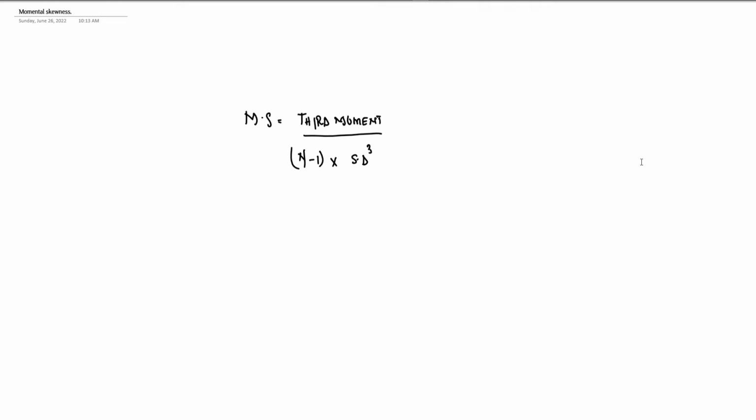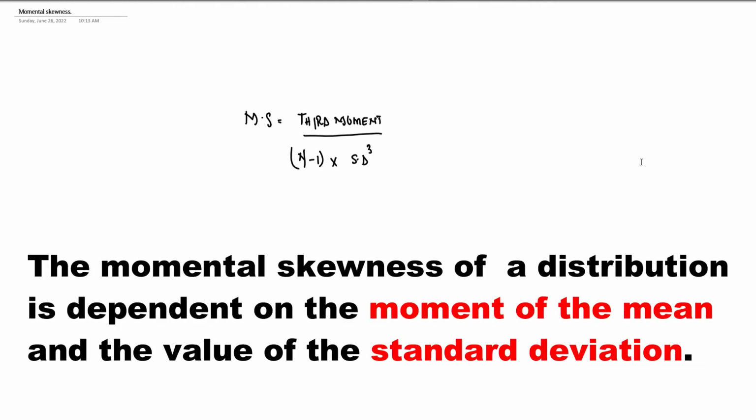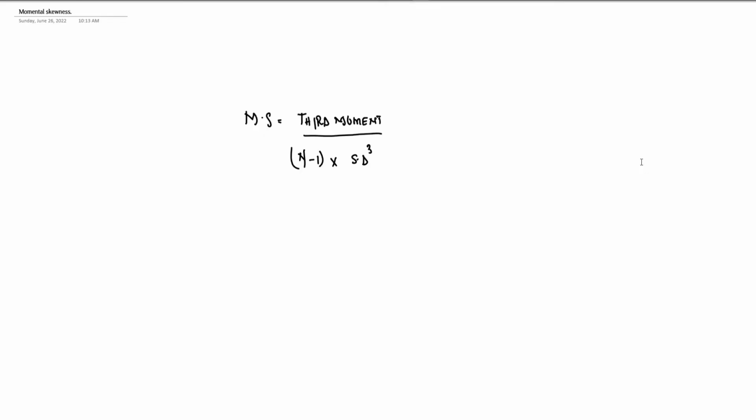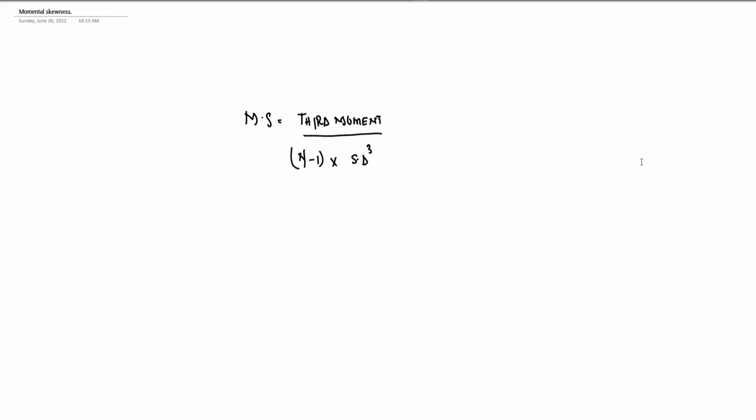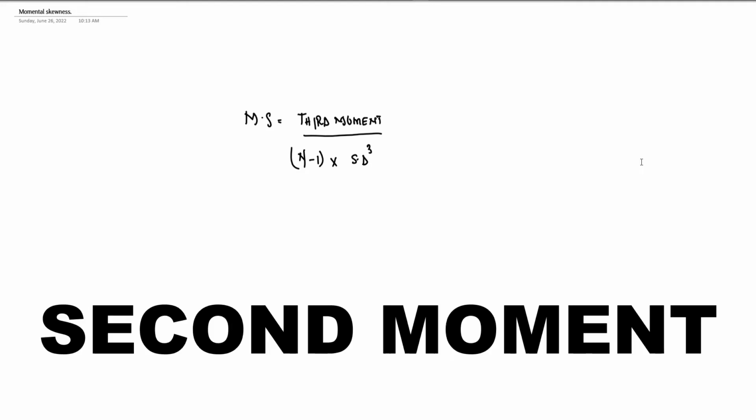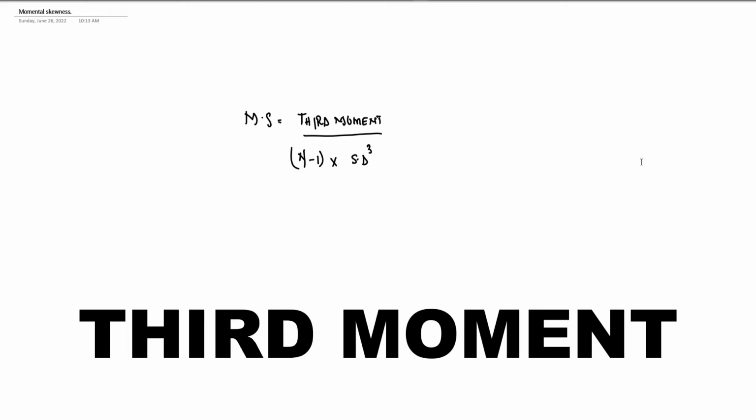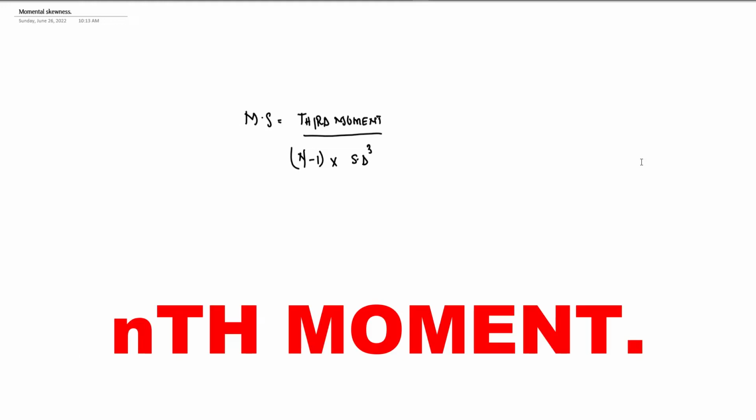This is the formula we use to define the momental skewness. Like I said earlier, the momental skewness depends on the standard deviation and the moment about the mean. So I'm going to briefly explain the concept of the moment about the mean. In simple terms, it is the sum of deviations of each of the variables of that data set from the mean. We have several types of moments: the first moment, the second moment, the third moment, the fourth moment, till we get to the nth moment.